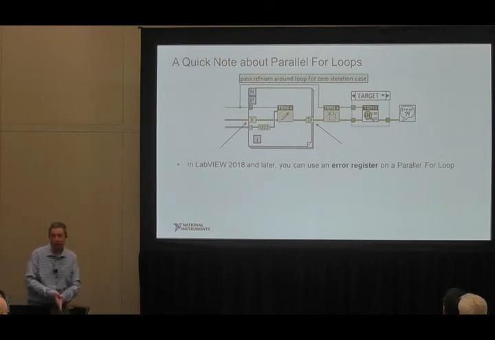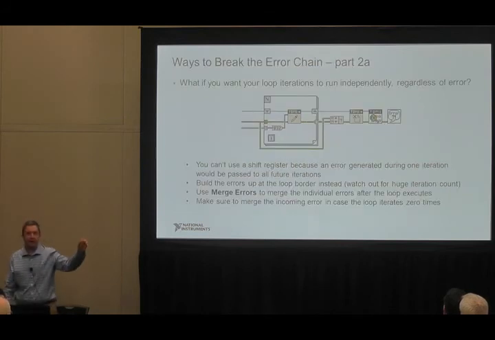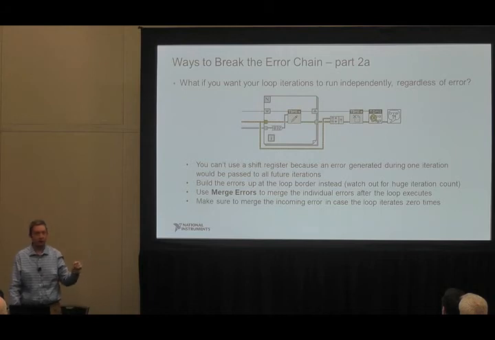All right, so here's another new feature in LabVIEW 2018. It's called an error register. The feedback we got at NI is that people got tired of having to write code that looks like that for parallel for loops. That's not a parallel for loop, but pretend that it is. You can't have an error shift register on a parallel for loop. Your code will be broken. You have to build up errors on the tunnel.